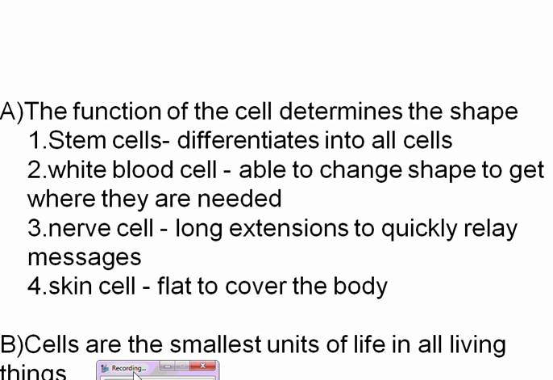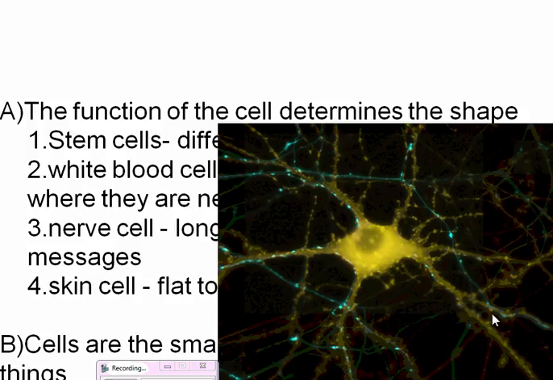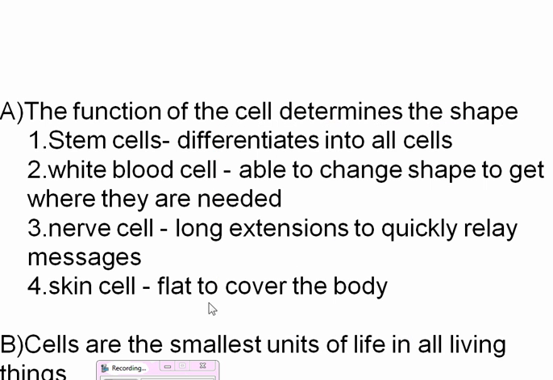Next, we have the nerve cells. These have long extensions to quickly relay messages. Here's the center of the cell. You see these long extensions. So they're able to connect to other nerve cells and quickly run all these electrical impulses from one nerve cell to another. Structure is very important here.